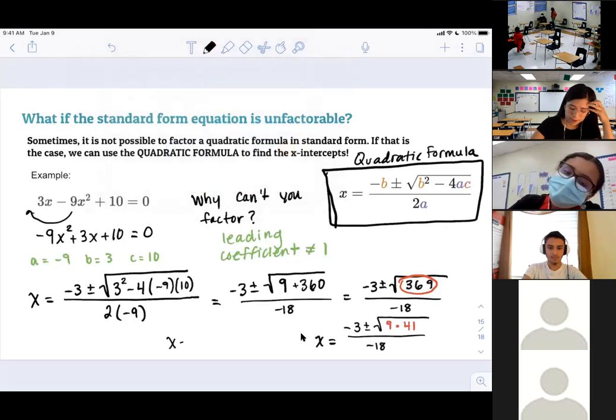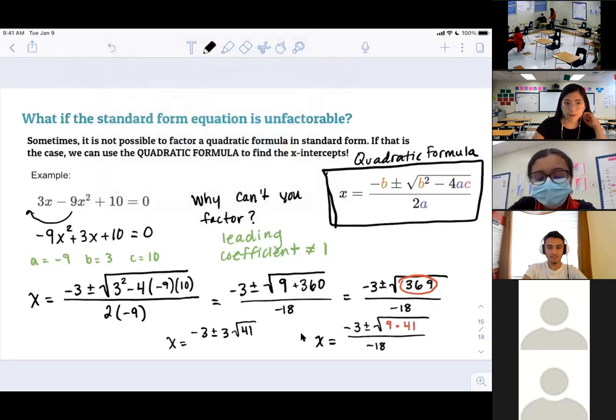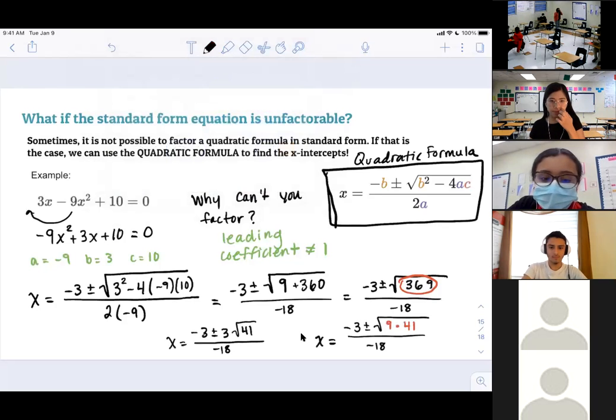So this is the same as, and again, we're out of time, but I took the square root of 9, I got 3. So you can do that now, yep, 3 times the square root of 41.